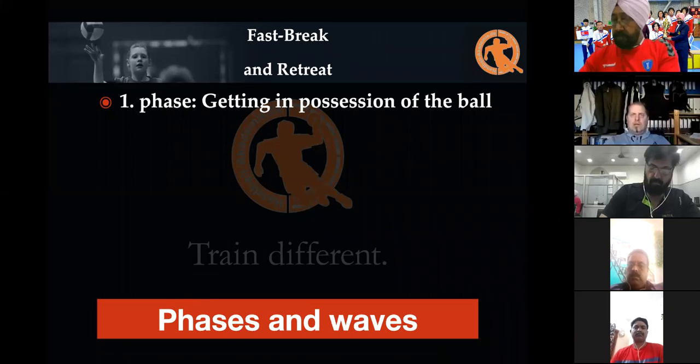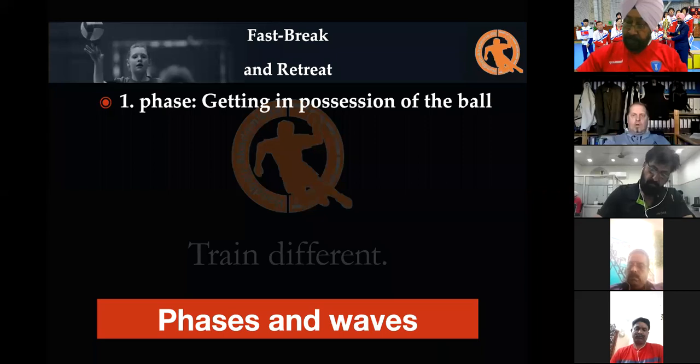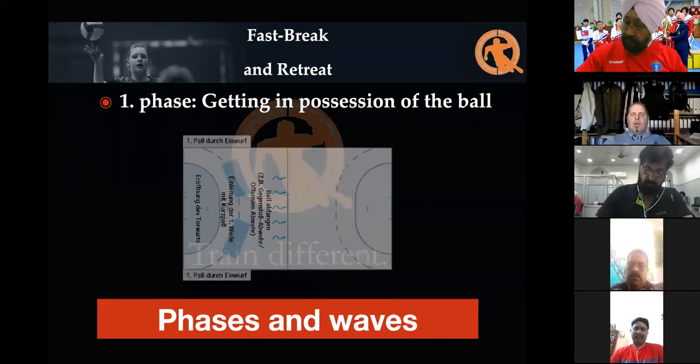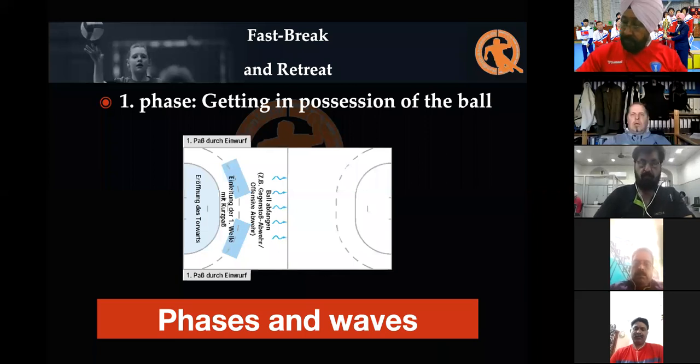So starting with the first slide of chapter 1, first of all, we prescribe the model of the 4 phases in fast break. This is one way how we can prescribe the fast break, and it's the phases model that we talk about here. And the first phase is named getting in possession of the ball.